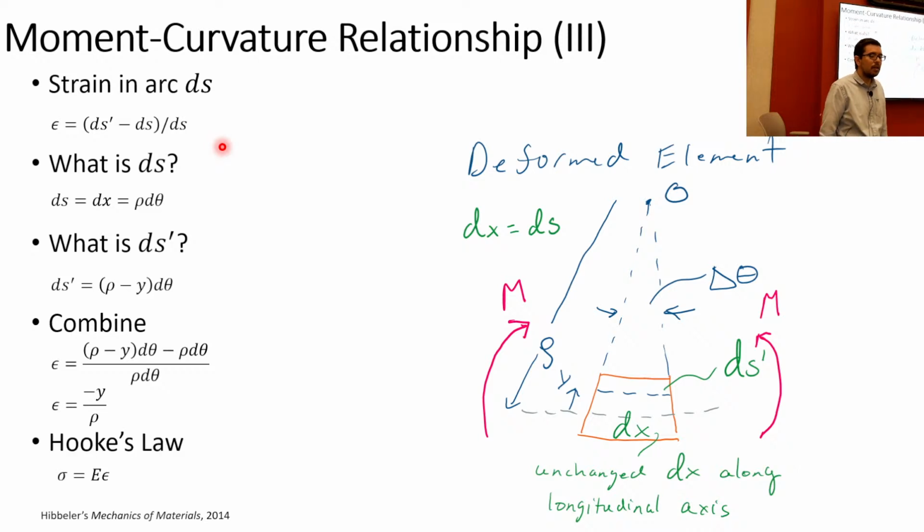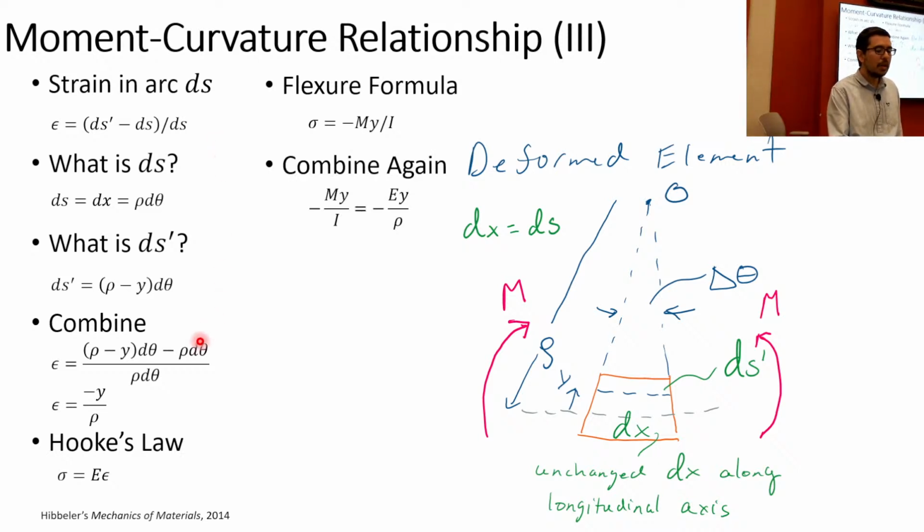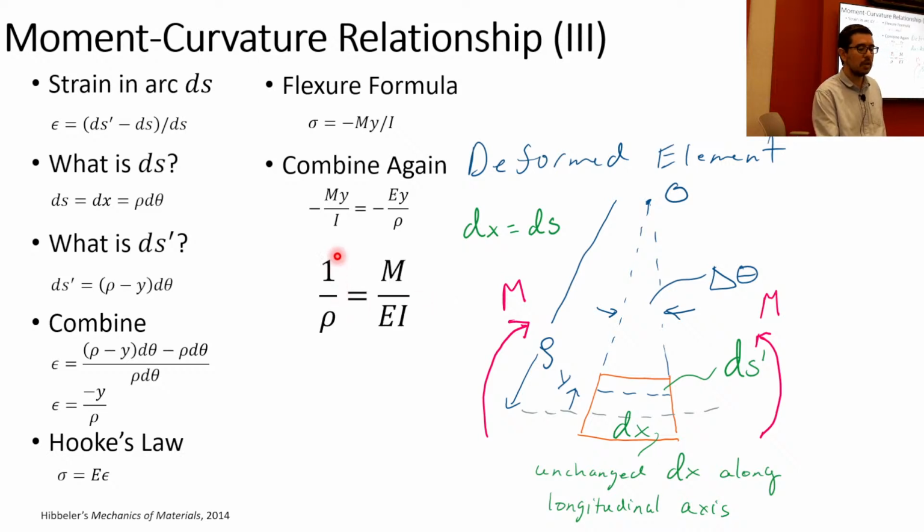Now, Hooke's law, we had alluded to it a second ago. That comes into play. The flexure formula, we've also alluded to it a few minutes ago. That comes into play. And what do we do? We put these things together. Sigma is equal to negative My over I. So we put sigma there. And then what do we have over here? We have E epsilon. Epsilon is equal to minus y over rho. Right? We have minus, minus. Okay. So those can cancel out nicely. And we're left with a powerful relationship. 1 over rho is equal to M over EI.